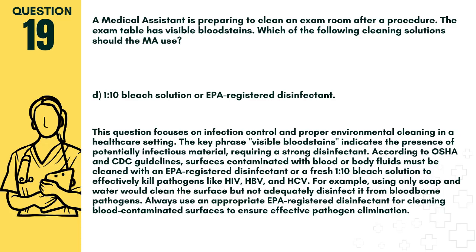This question focuses on infection control and proper environmental cleaning in a healthcare setting. The key phrase, visible bloodstains, indicates the presence of potentially infectious material, requiring a strong disinfectant. According to OSHA and CDC guidelines, surfaces contaminated with blood or body fluids must be cleaned with an EPA-registered disinfectant or a fresh 1:10 bleach solution to effectively kill pathogens like HIV, HBV, and HCV.